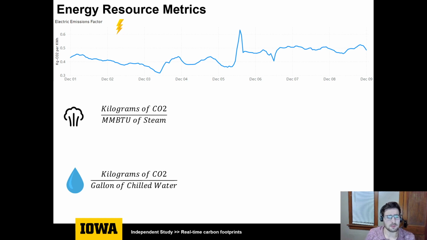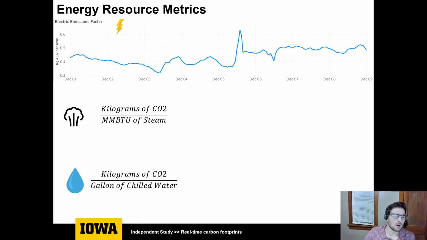And we can, of course, graph this over time. So this is an 8-day time span where we render this metric every hour. And for a kilowatt hour, on the low end, the cost is 0.3 kilograms of CO2 per kilowatt hour. On the high end, it looks just above 0.6 kilograms of CO2 per kilowatt hour.